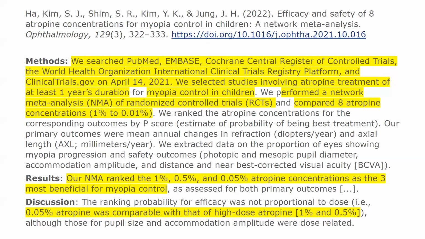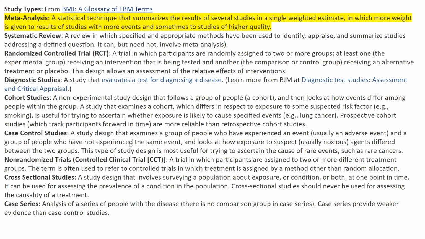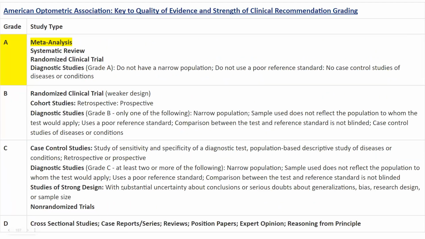So they found that 0.05% atropine was comparable with higher doses of 1% and 0.5%. So this would be a meta-analysis and it would be grade A.